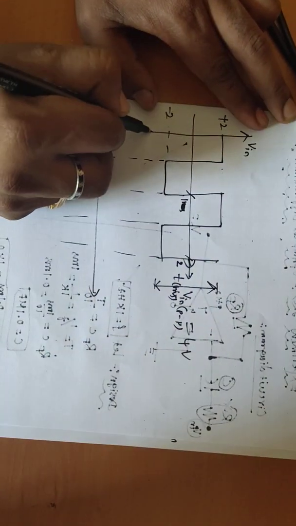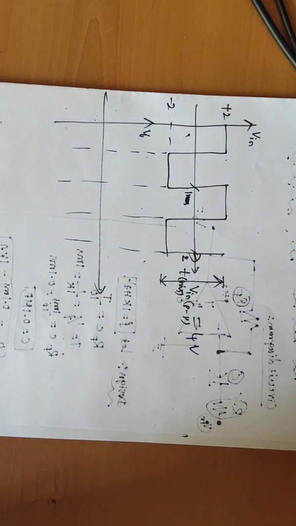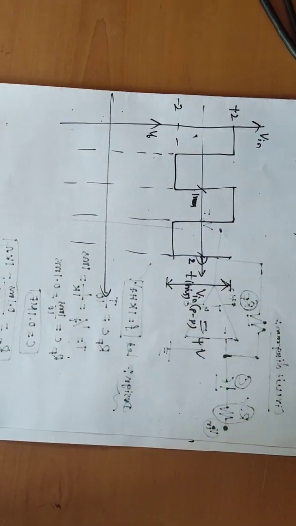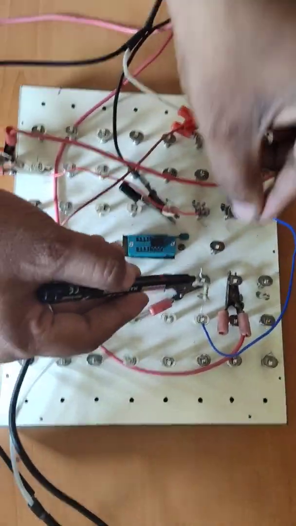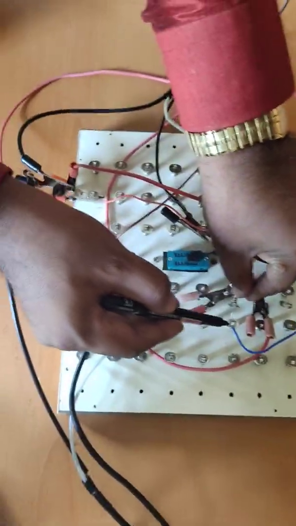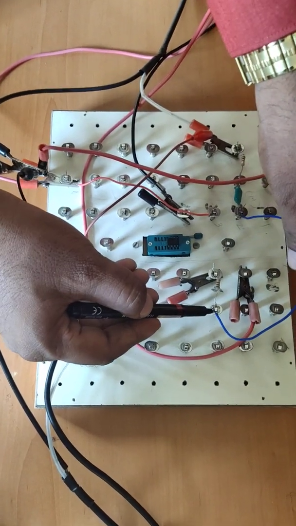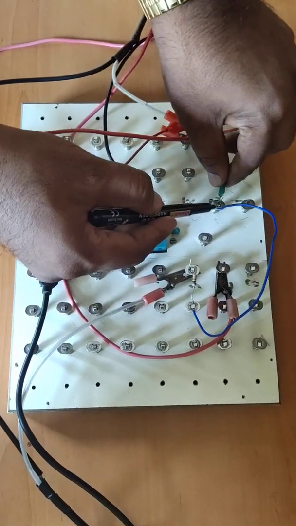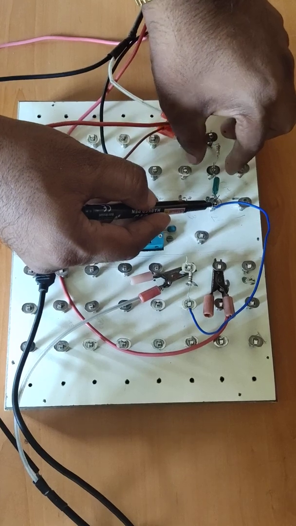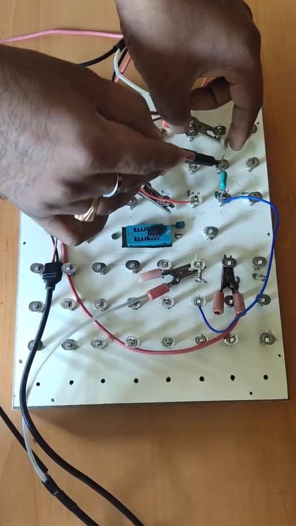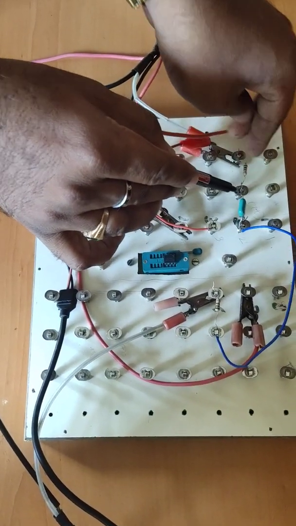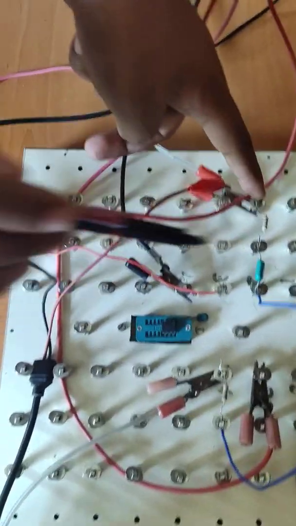So V out we have to measure now. Now the circuit connections have already been made. The feedback resistor is connected from pin number 6 to the intermediate point, and to this point we have connected one end of the capacitor. The other end of the capacitor is connected to one end of the resistor R, and the other end of the resistor R is connected to this point.